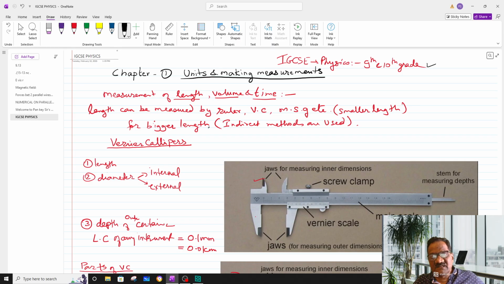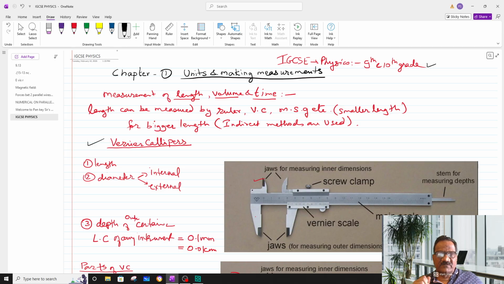So in today's lecture, we are going to concentrate on only one thing, and that is smaller lengths. Smaller lengths can be measured accurately using the vernier caliper and micrometer screw gauge. These are the two instruments that we are going to study in much detail. Coming to the very first one, that is the vernier caliper, right? Now, I have shown you the diagram over here of how a vernier caliper looks.